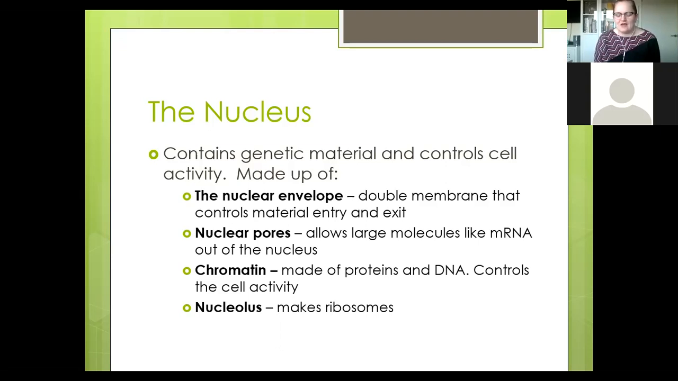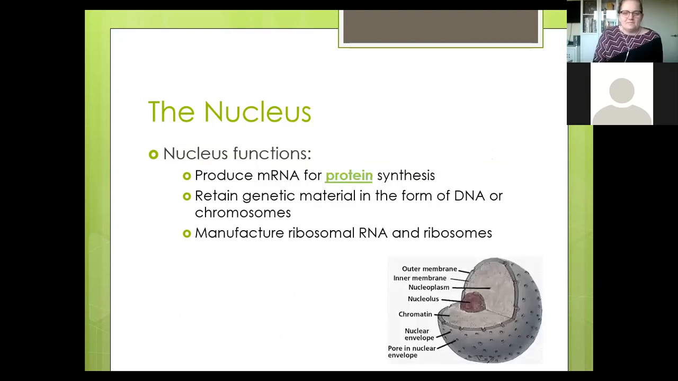DNA contains our instructions to make our proteins, and those nuclear pores allow substances such as RNA to move between the nucleus and the cytoplasm, and the nucleolus makes the ribosomes. If we look at this image here, our nucleus functions are to produce mRNA for protein synthesis, retain genetic material in the form of DNA or chromosomes, and manufacture ribosomal RNA and ribosomes.